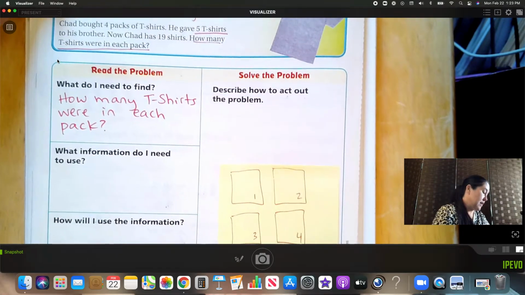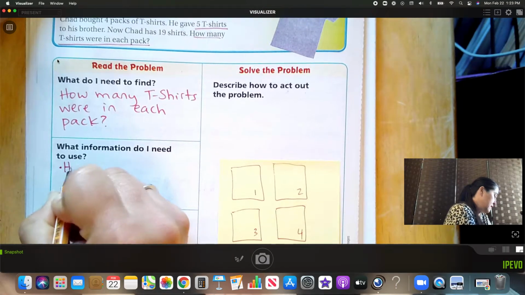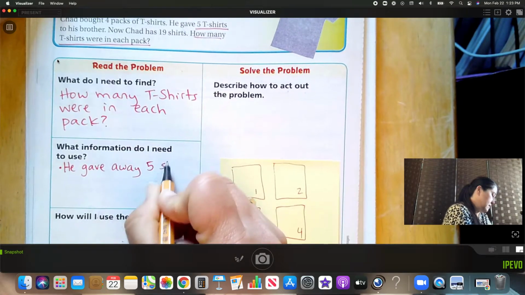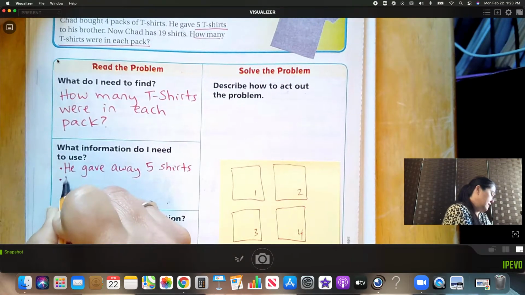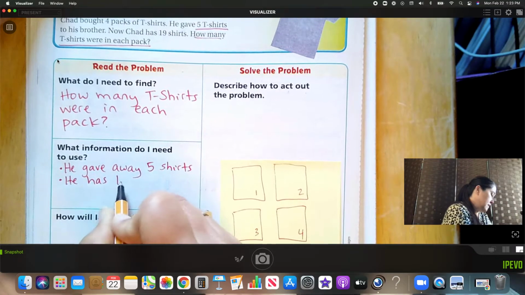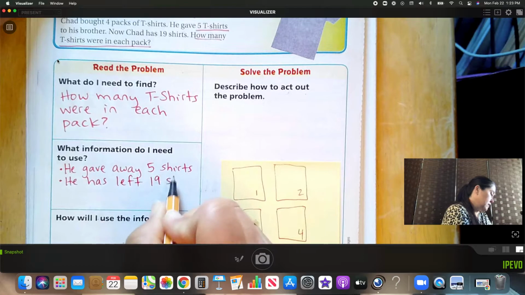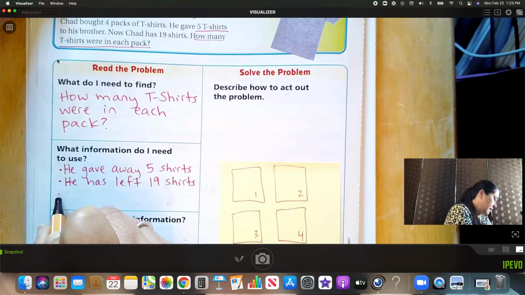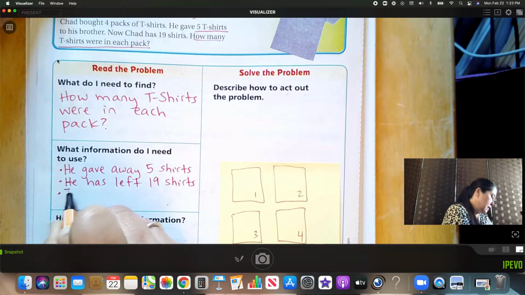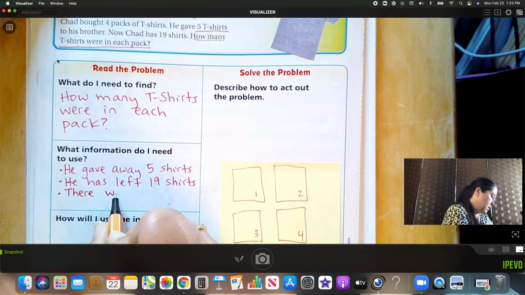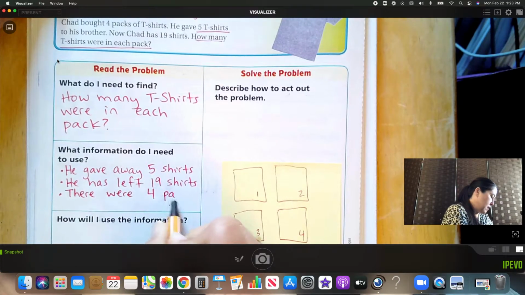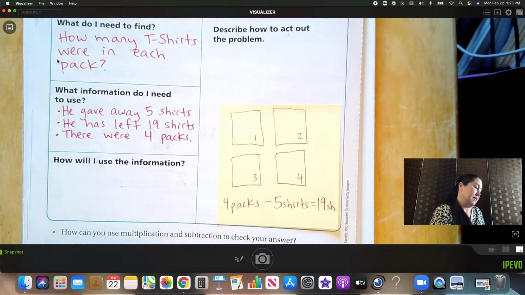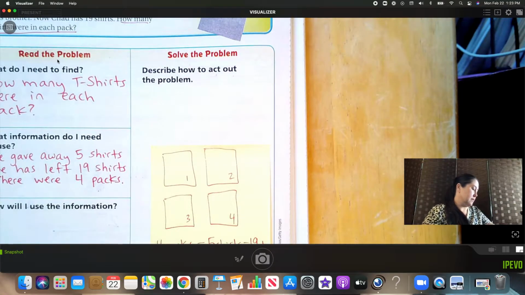I do need to know that he gave away 5 shirts. And he has left 19 shirts. And I need to know that in the beginning, there were 4 packs. So let's go ahead and I'm going to get some dog biscuits, okay?